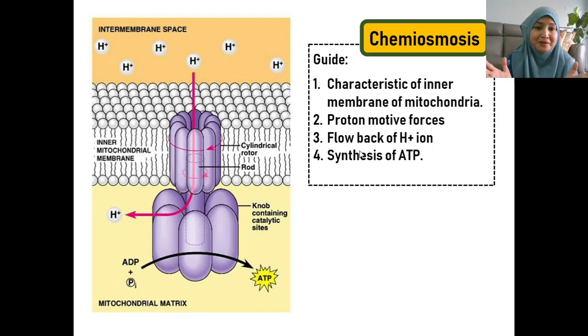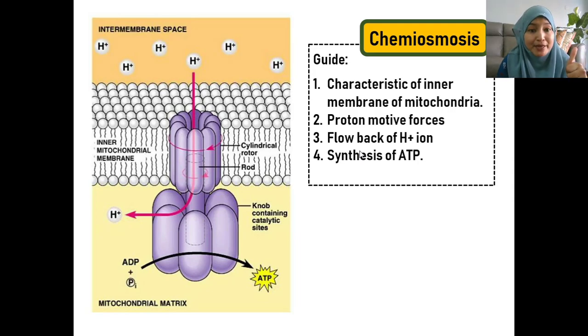Okay, so same as the previous rule, we try to explain by using simple sentences, not more than 10 points. I will try to use just 5 points to explain this chemiosmosis. Okay, let us try. The first one.